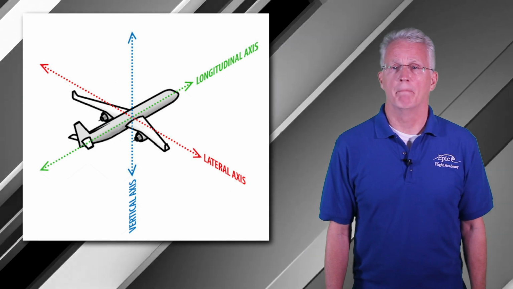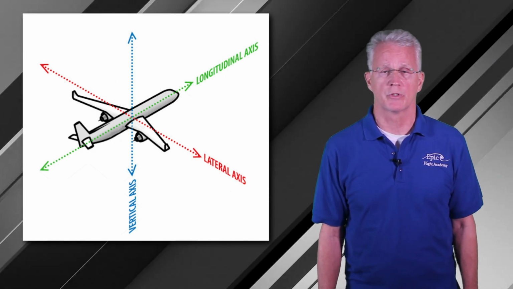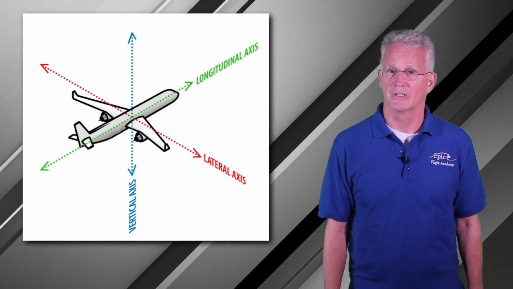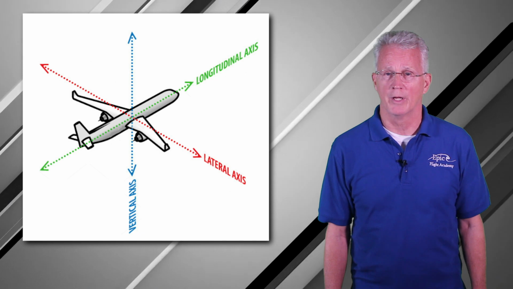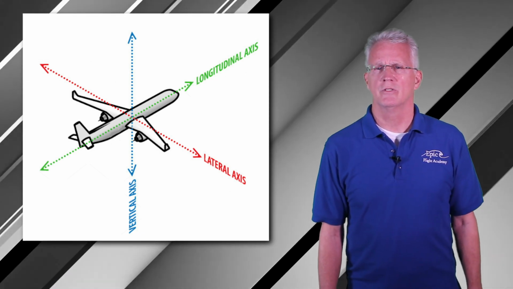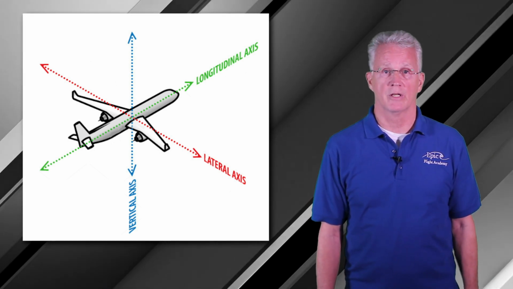These are three imaginary axes, and shown in red is the lateral axis, which goes from wingtip to wingtip, the longitudinal axis, which is nose to tail, and the blue one is the vertical axis. Now, in theory, these imaginary axes all pass through the center of gravity.